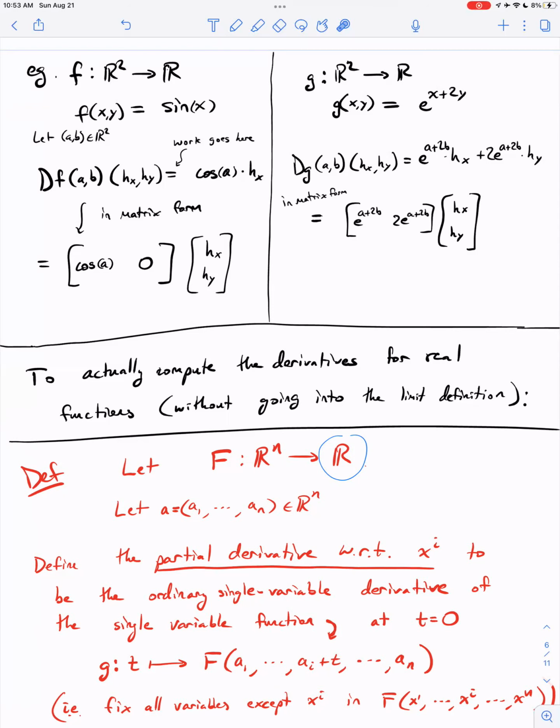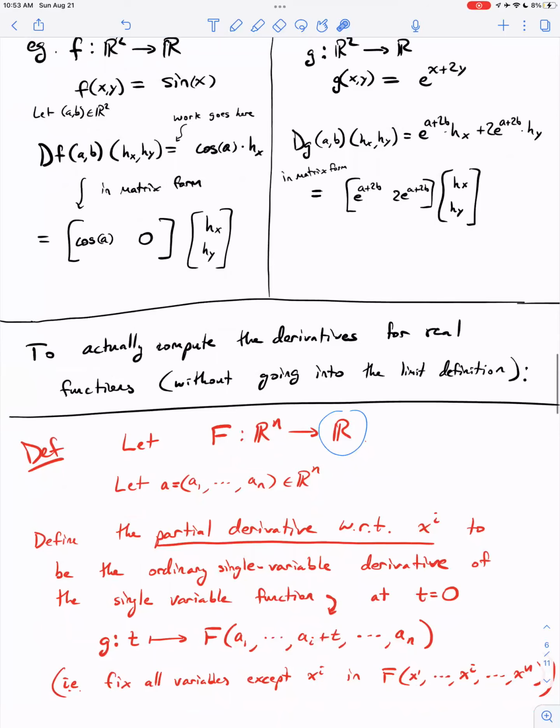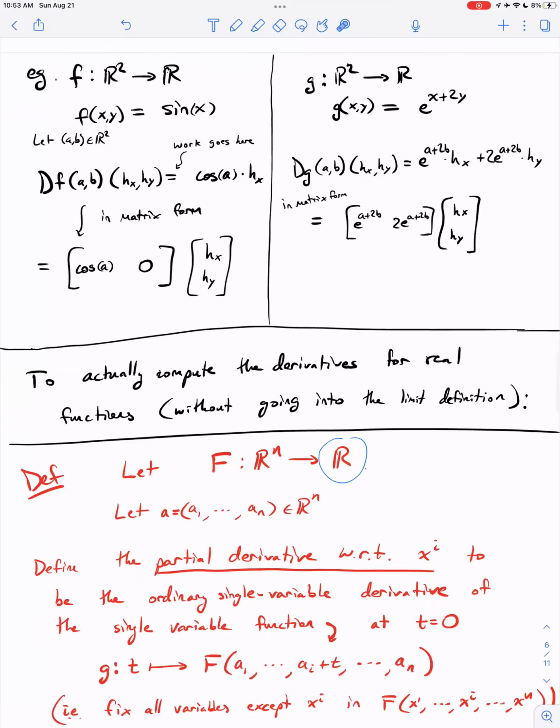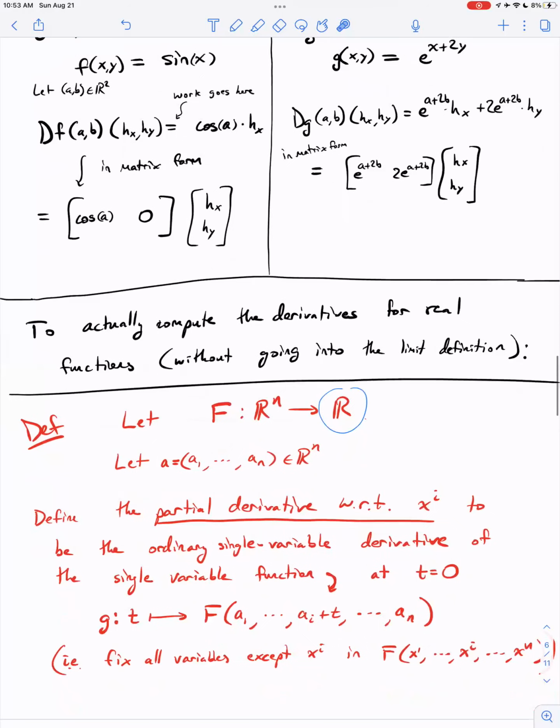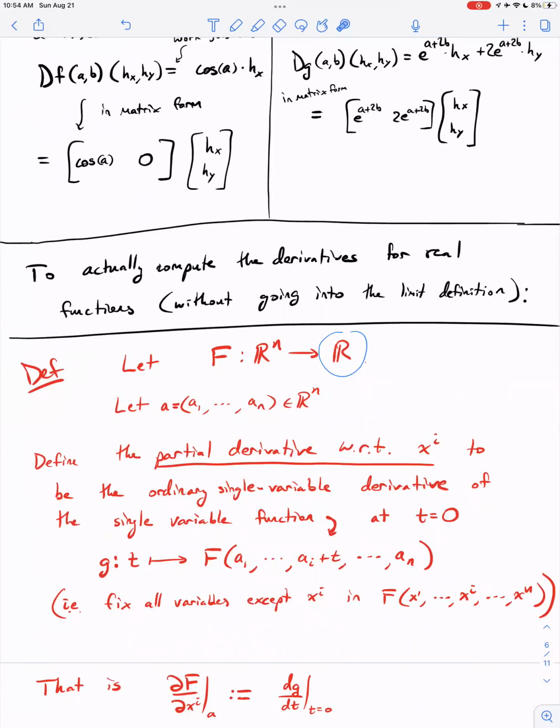Okay, so to compute this, maybe you can see how this is working. We have a sine and a cosine and a 0 here, right? If we remember our partial derivatives, this is exactly what's going on. The entries of the matrix will end up being the partial derivatives of the function. We're going to get to that, but first I'm going to define partial derivatives in a more natural way, just what is the partial derivative of a function.